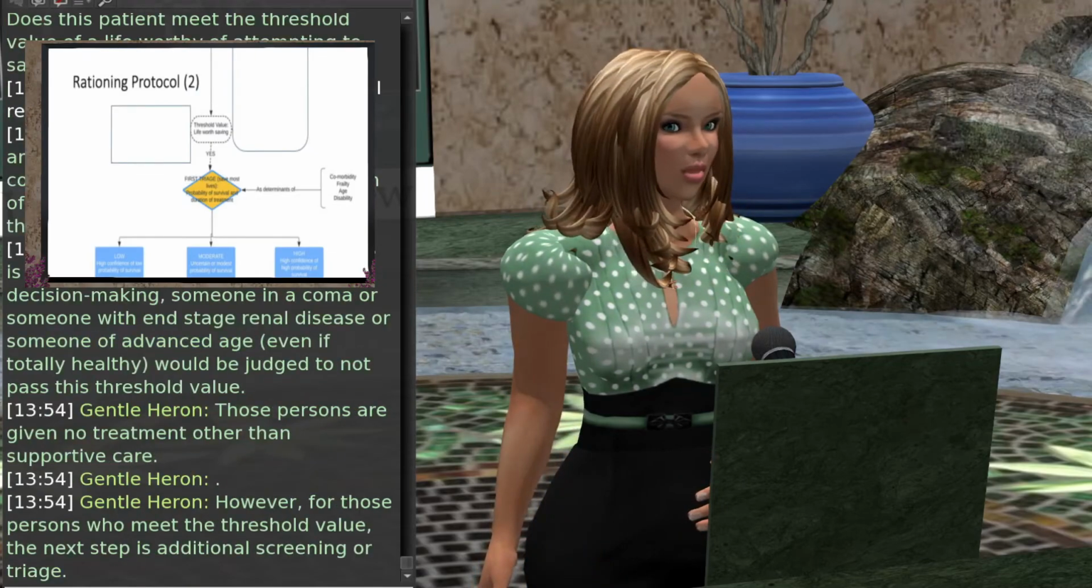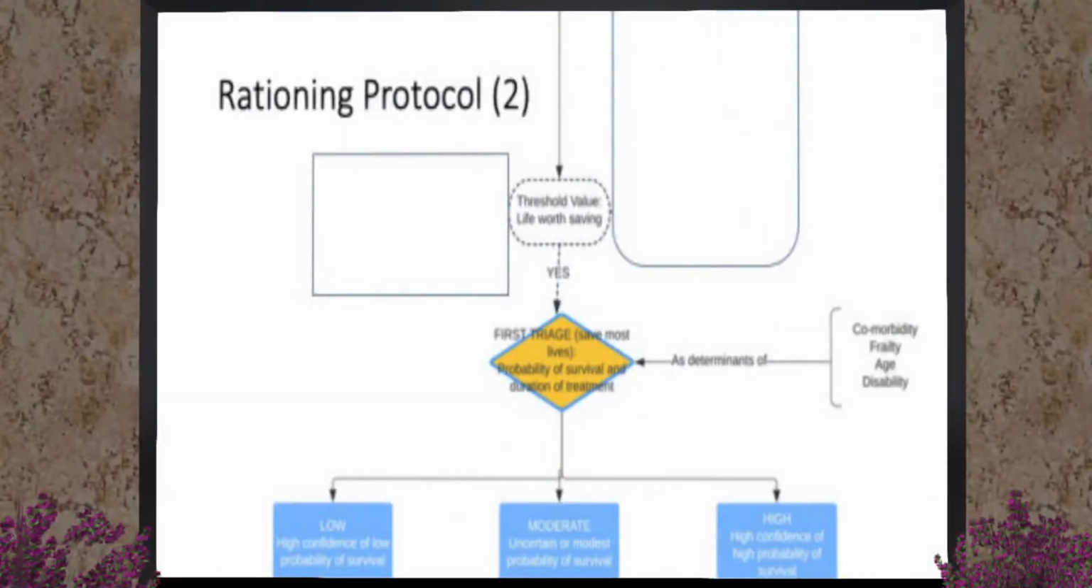Continuing on down a little bit, for those persons who do meet the threshold value, that we should try and save, the next step is additional screening, which is called triage. Triage, because it is going to divide people into 3 groups. In order to save the most lives, rule of thumb number 1, remember, we next need to consider the individual's probability of surviving and the duration of their treatment. And this is indicated by the yellow diamond. That's another big decision point.